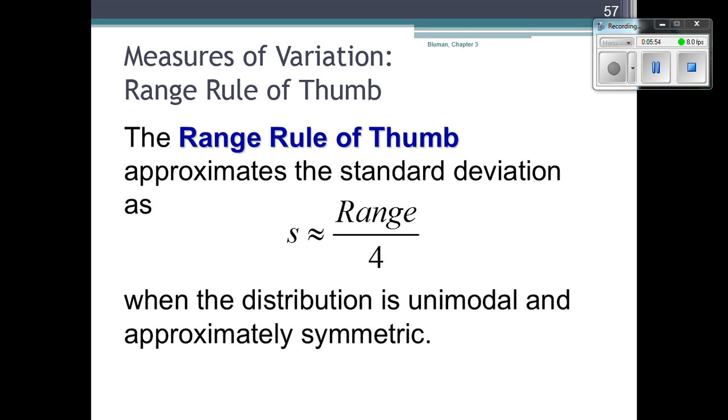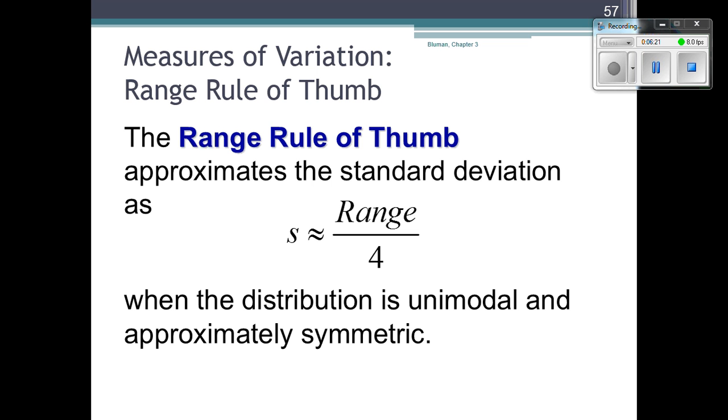Last thing, it's called the range rule of thumb. And what this is, and you have to be very, very clear on that, is a very broad approximation of the standard deviation. Okay? It's not something that we like to use a lot. It's not something that you want to use when you want to talk about something in detail. It's a quick estimate.